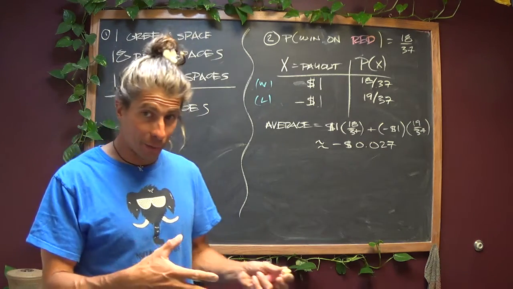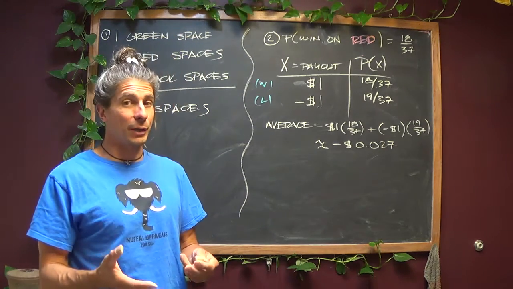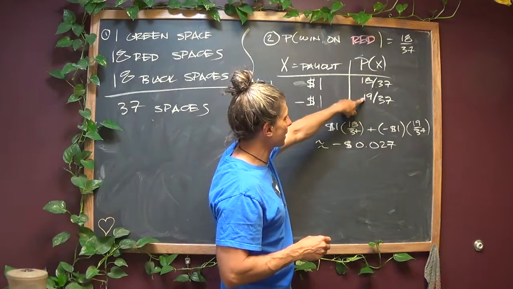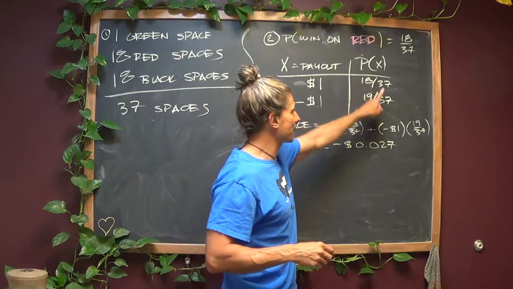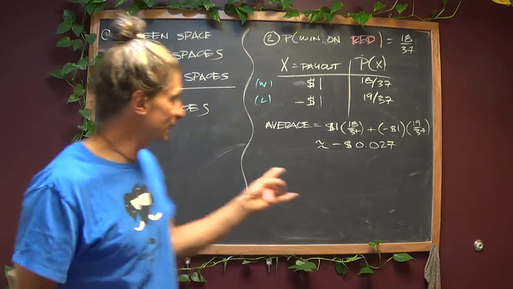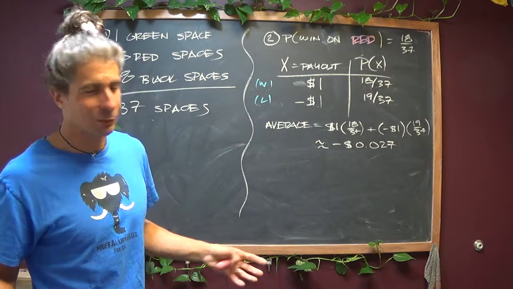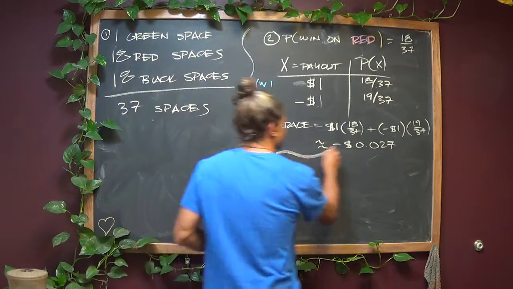Now remember, this is better than on the American wheel, because on the American wheel you have 2 green spaces, which drives this down even further and raises this up even further. This is 18 out of 38, 20 out of 38. But it's still negative, which means the casinos are still making money on you, which is the whole point, right? Of course.